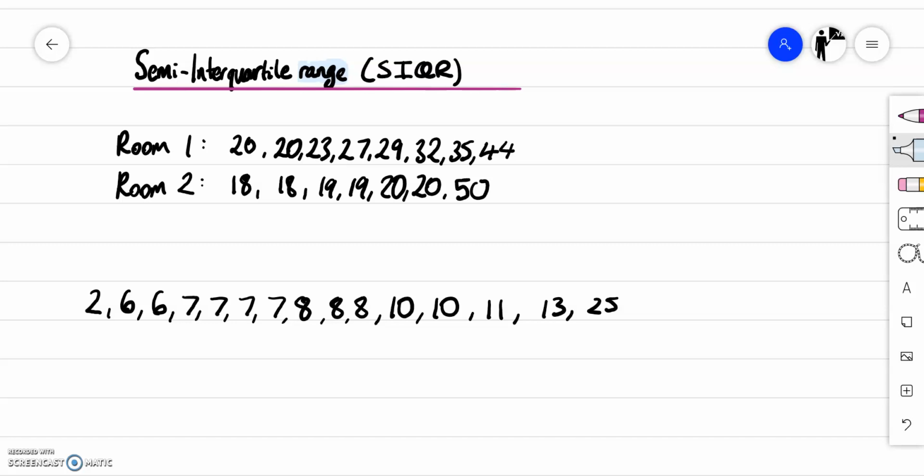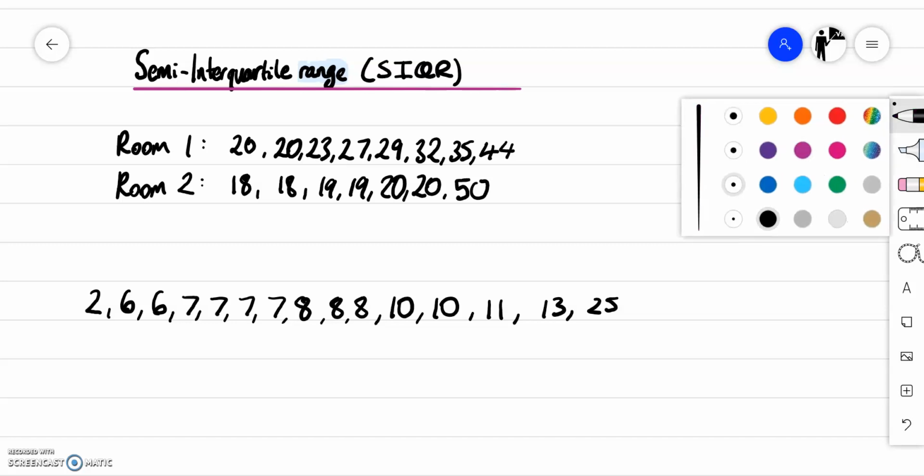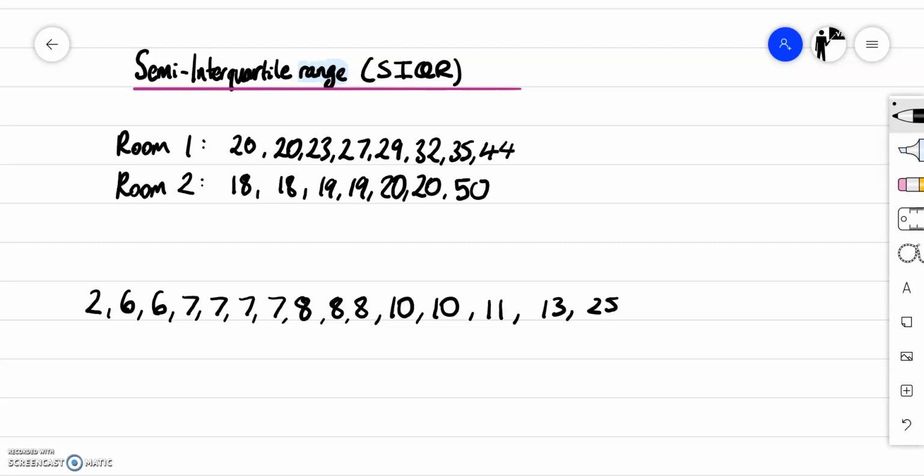And if they're quite close together, you could assume that the values in the data are much closer together. I'm going to show you an example and look at why the range doesn't cut it in all examples. Imagine we've got two rooms, room 1 and room 2, and the ages of people in the rooms were recorded. In room 1, we had a 20-year-old, a 20-year-old, a 23, 27, 29, 32, 35 and a 44-year-old. We could work out the range here.